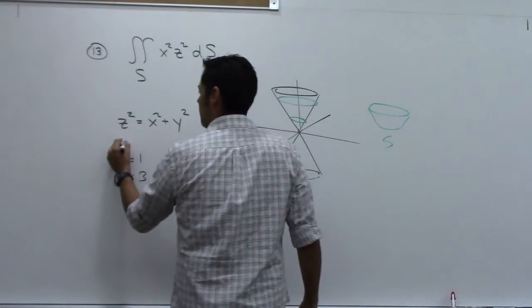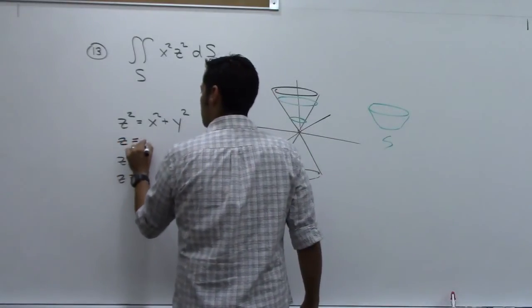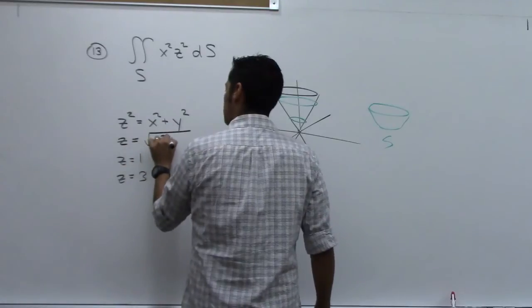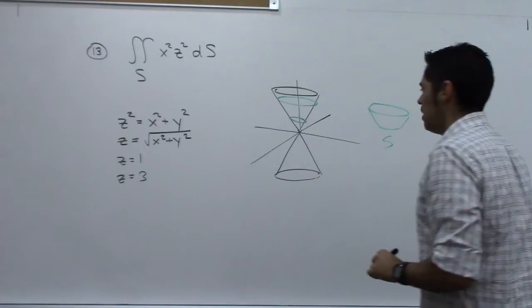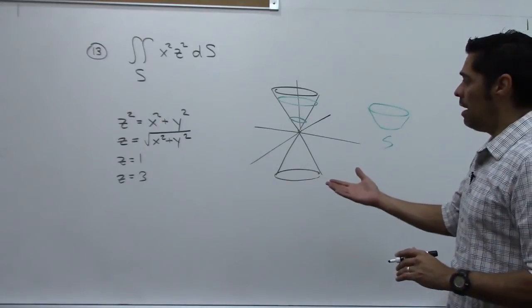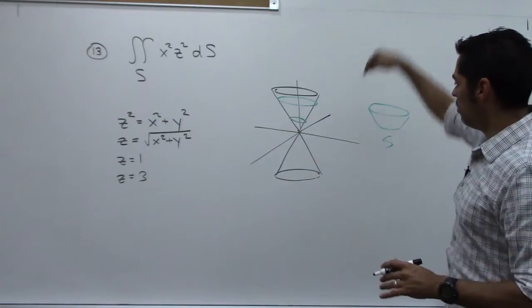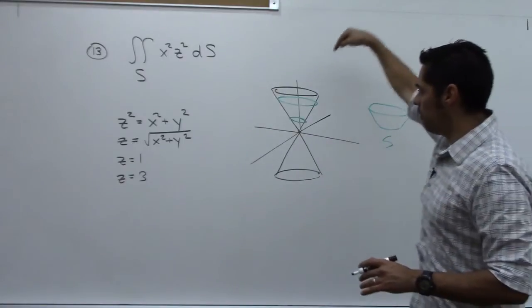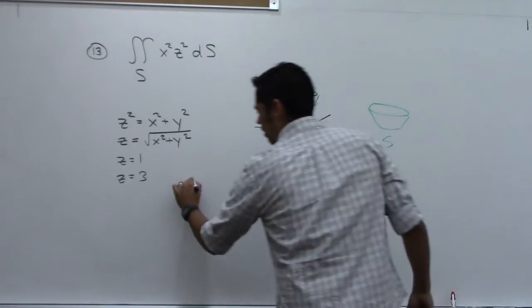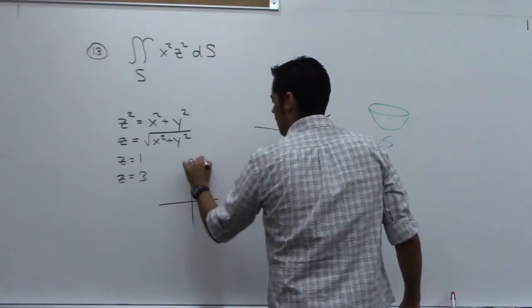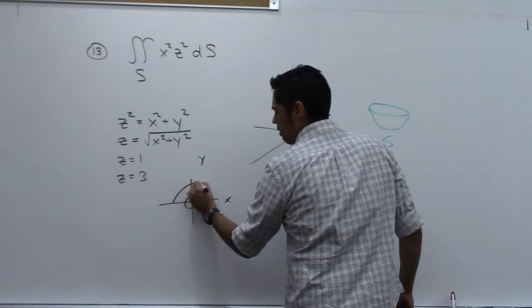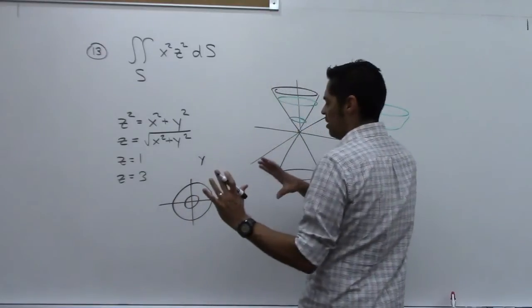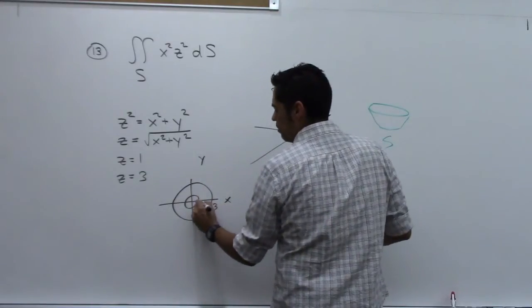I can look at this as being the square root of x squared plus y squared. That's what z is. And in that case, z is a function of x and y. Also, when I look straight down on this, from the top, the region on the ground, the xy region that my surface is casting a shadow onto is this region.